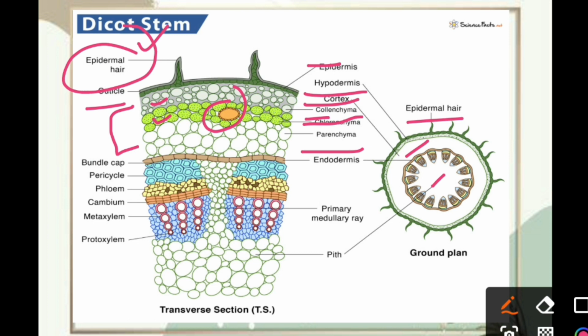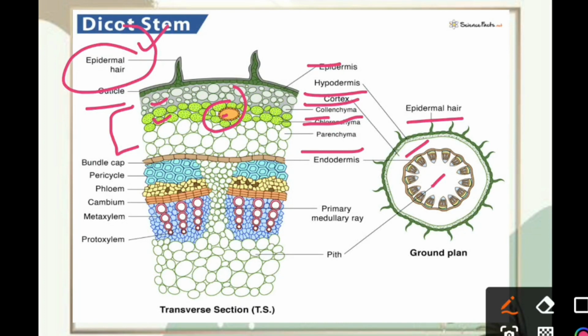They provide mechanical strength to the stem due to the presence of thickenings like collenchymatous thickenings. The intercellular spaces present in the cortex help in gaseous exchange, and the oil cavities or resin ducts secrete oil, and this oil is used at the commercial level.